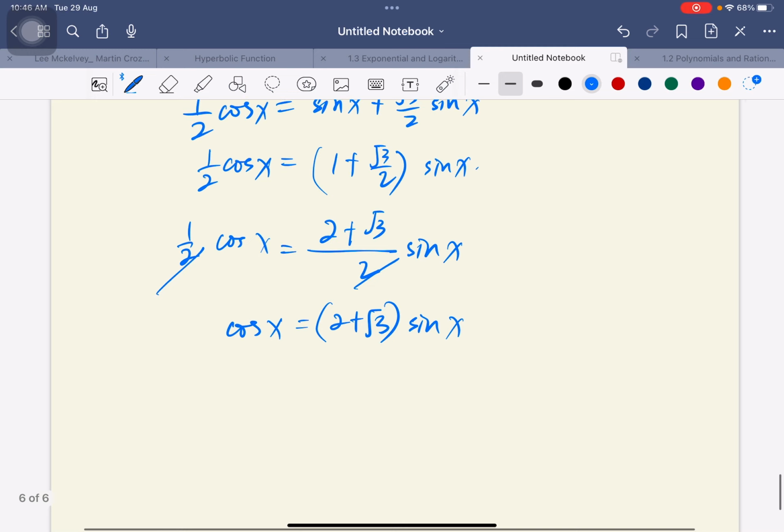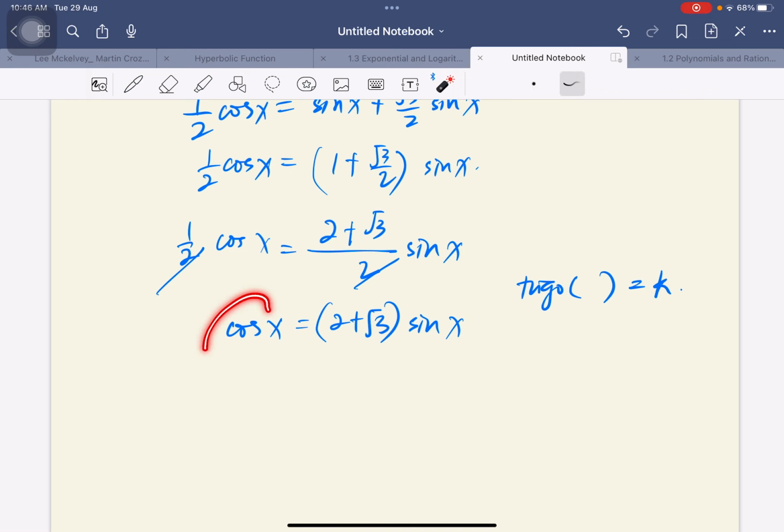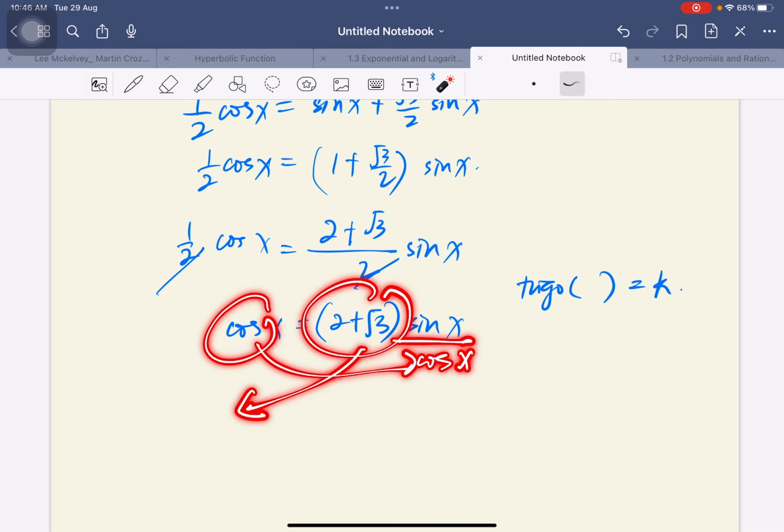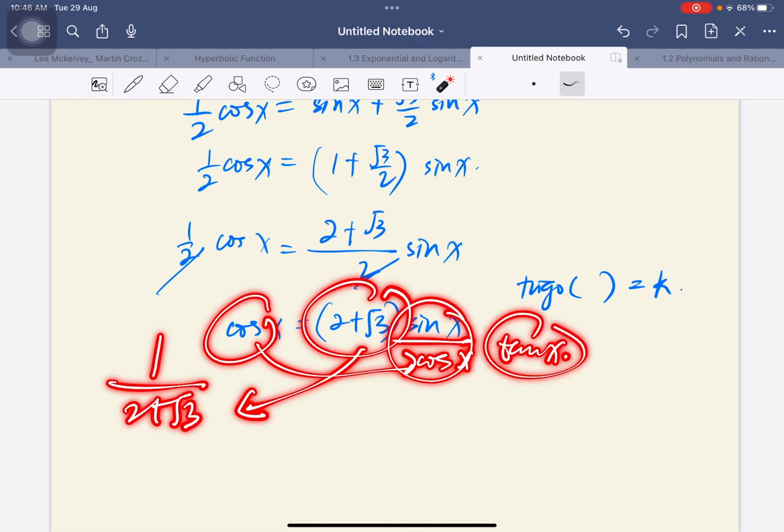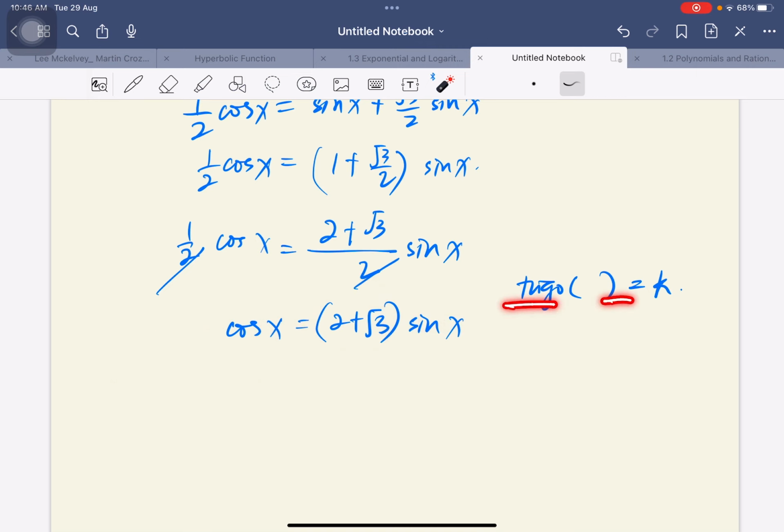Okay, and it's still not in the trigo, angle and constant manner. So if you notice, I can actually bring this to here and make it in terms of sine x over cos x, and I can also bring this to there to make it in terms of 1 over 2 plus sec 3. So this will give me tangent x. So it's in the trigo, angle, constant manner.